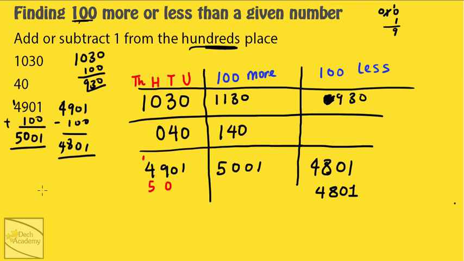So you find that sometimes it's easier to add 100 than just adding 1 to the hundreds place. Sometimes it's easier to subtract 100 as opposed to subtracting 1 from the digit in the hundreds place. But sometimes it's easier to add 1 to the digit in the hundreds place, and sometimes it's easier to subtract 1 from the digit in the hundreds place. So if you're getting stuck with one approach, try the other one.